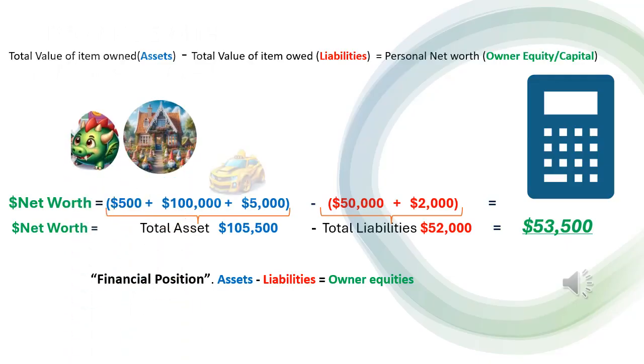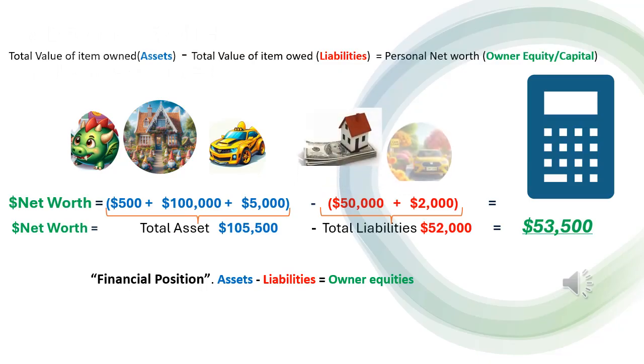To calculate Bob's net worth, we subtract his total liabilities from his total assets. With assets totaling $105,500 and liabilities amounting to $52,000, Bob's net worth is $53,500. This is his financial position.